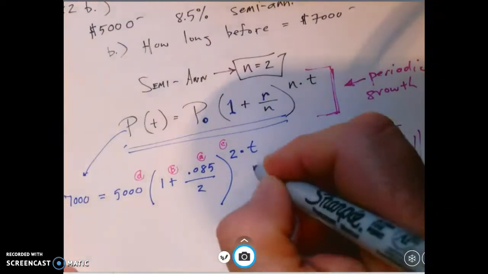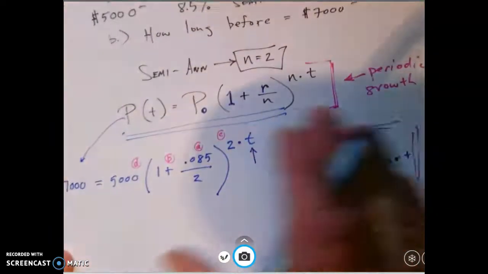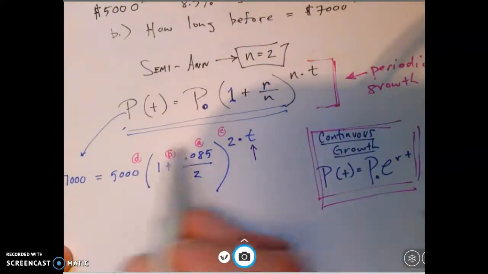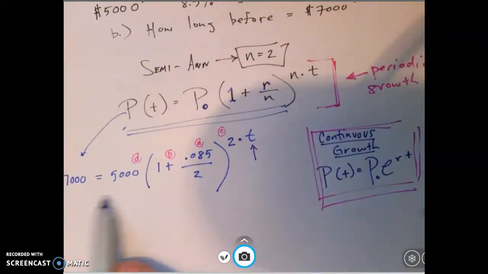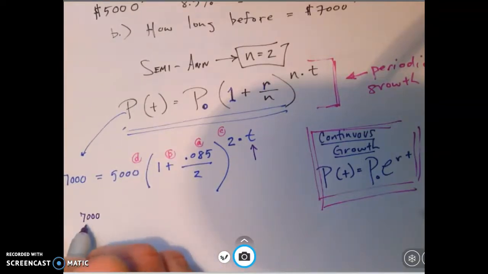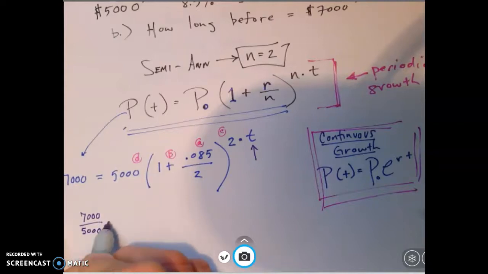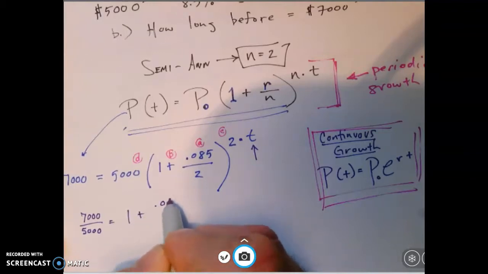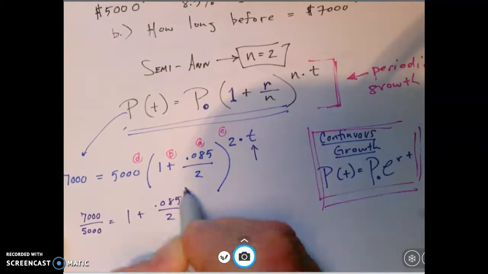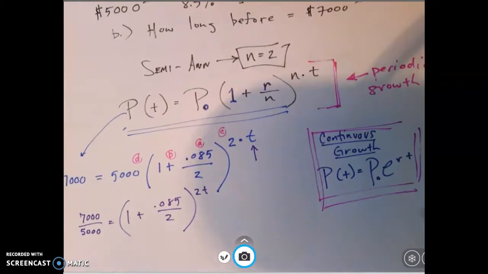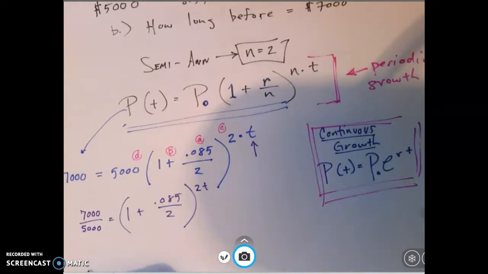Okay, so what we're doing here is we are solving for T. Remember, this continuous growth thing is for the next problem. So if we're solving for T, we're undoing everything that's been done to it. The first thing we have to do is divide by 5,000. So this becomes 7,000 over 5,000 equals this whole thing, 1 plus 0.085 over 2, all raised to the power of 2t. I want to simplify this as much as possible because I don't want to deal with juggling these numbers. So this simply becomes 1.4.